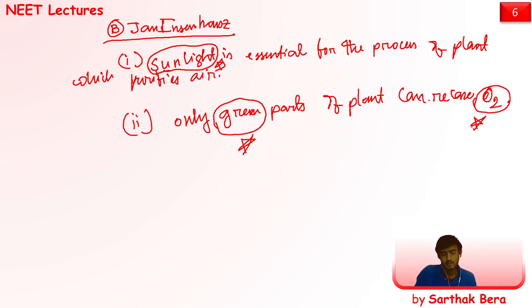Till now, in the experiment of Joseph Priestley, the O2 has not come, because Joseph Priestley could not find that in this process of photosynthesis O2 is released. But Jan Ingenhousz first found that the release of O2 is happening in this process, and it is done in the green parts of the plants only, and sunlight is essential for the process. So there are basically three main parts: one is sunlight, the second is green part, and the third is the releasing of O2. So let us talk about the experiment of Jan Ingenhousz.